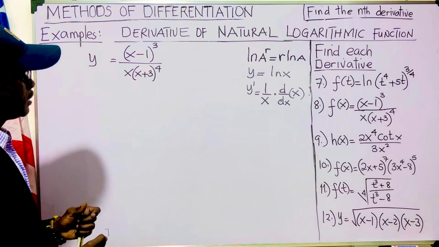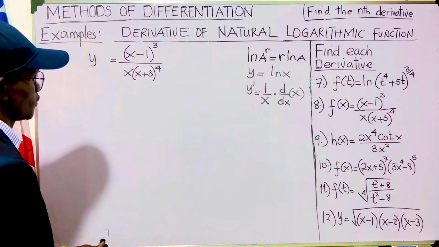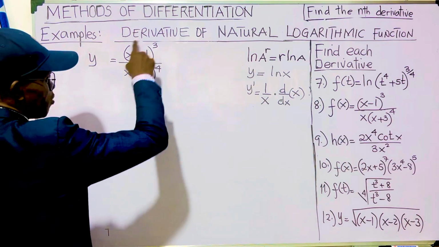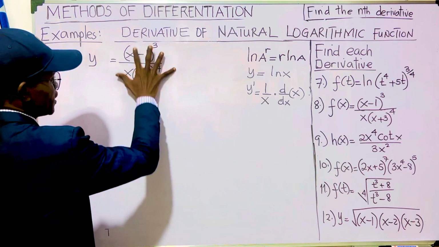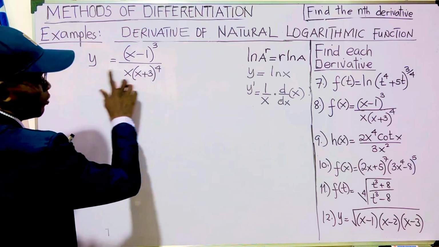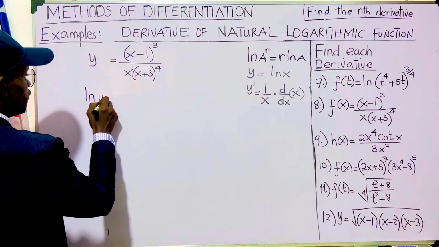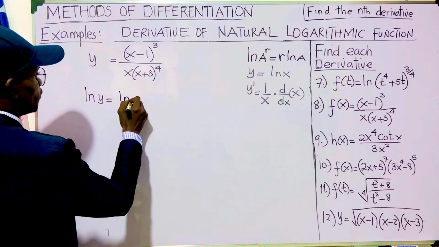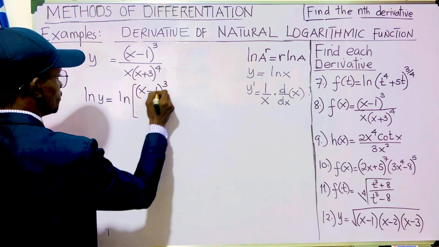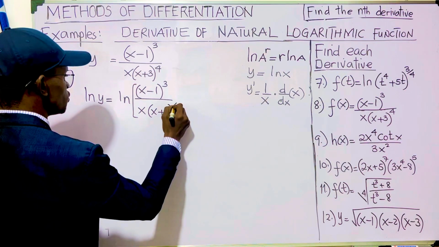So we want to use the implicit differentiation method to solve this problem. The essence of doing that is to reduce this complex portion of the problem. Right here, we want to reduce this portion. So we can take the ln on both sides. We take the ln of y, and we take the ln of what is here: x minus 1 raised to the third power divided by x times x plus 3 raised to the fourth power.